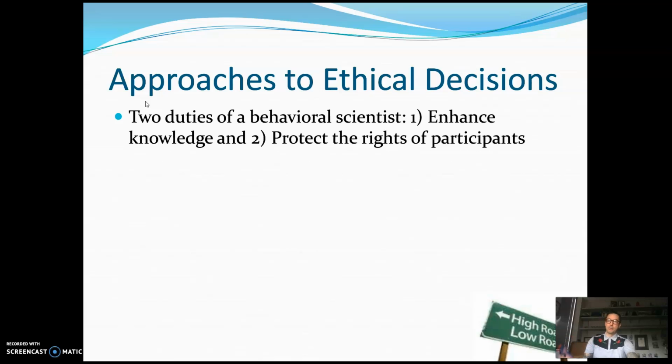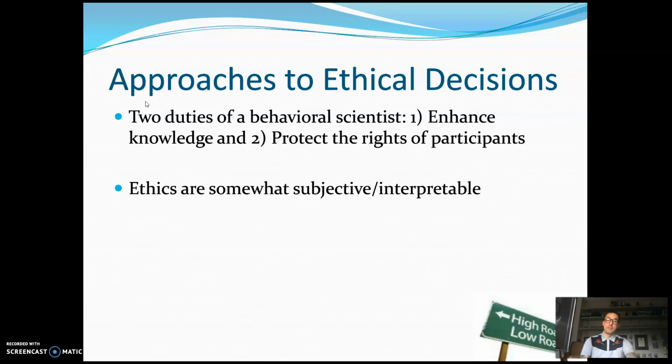So let's look at how we approach these things. First and foremost, and the slide actually says slightly otherwise, but the most important duty of a behavioral scientist is to protect the rights of participants. I know it's listed as number two. I should change it. I don't know why I don't change it. It should be number one.